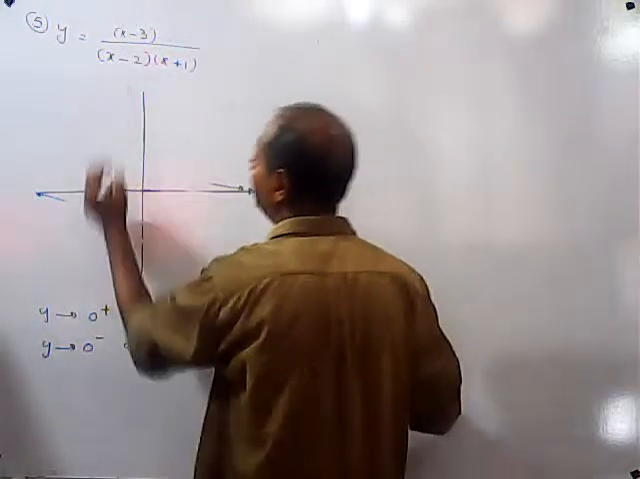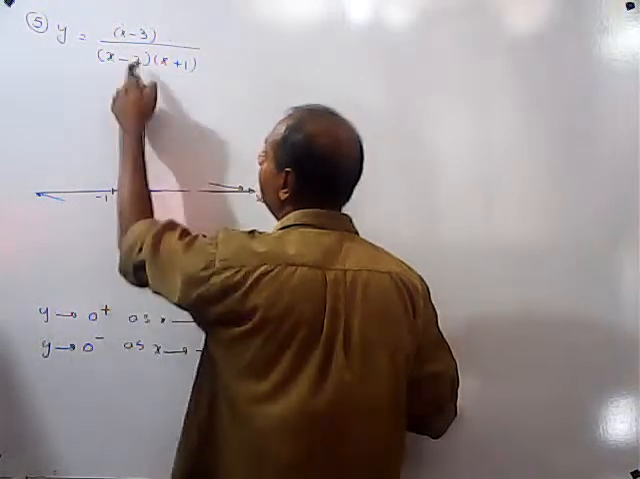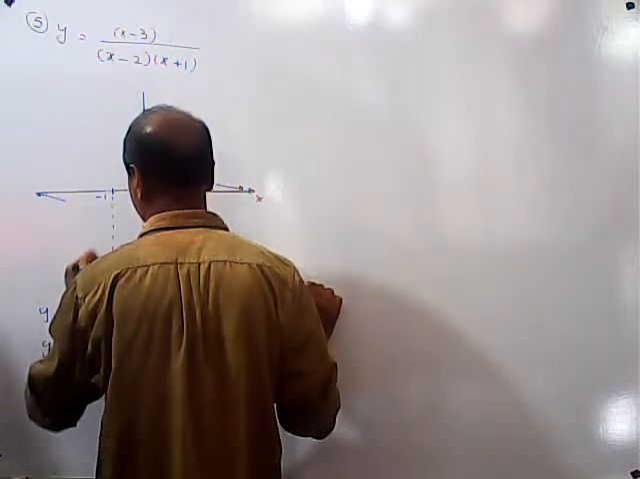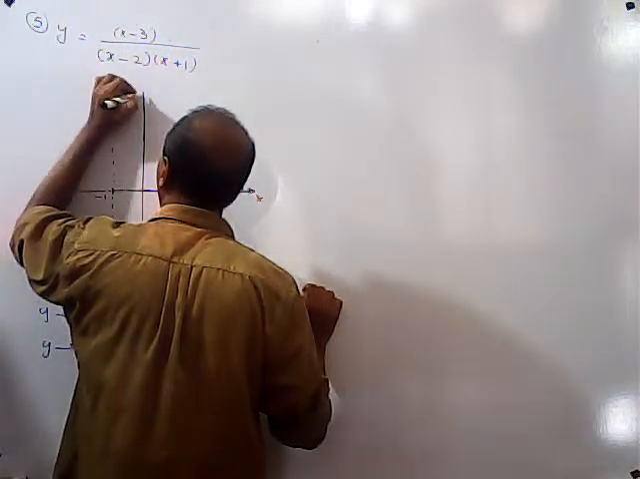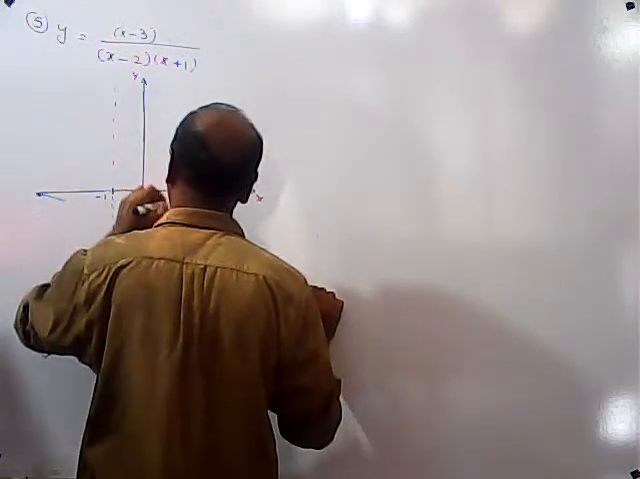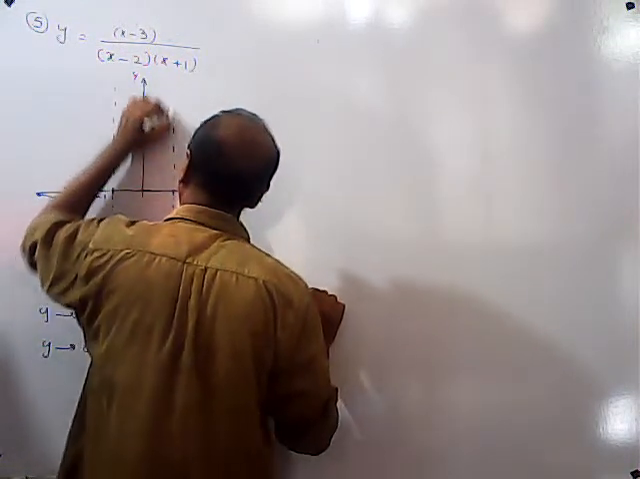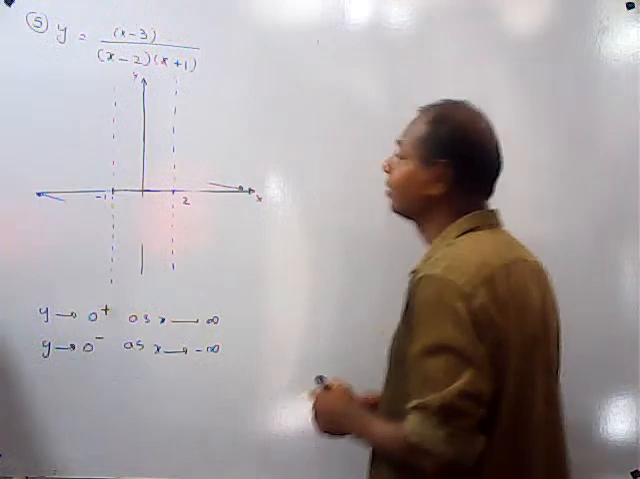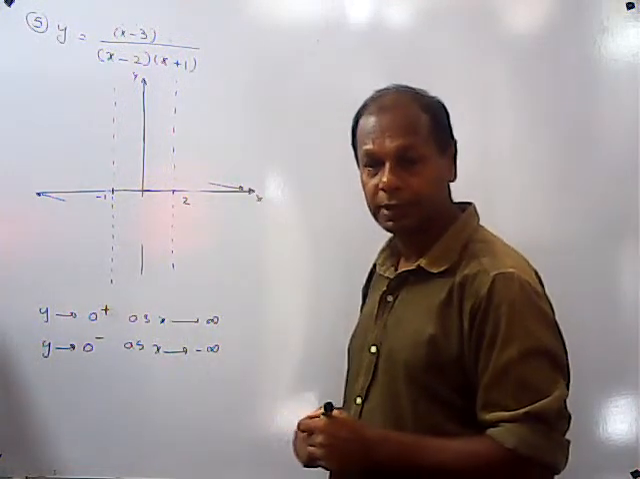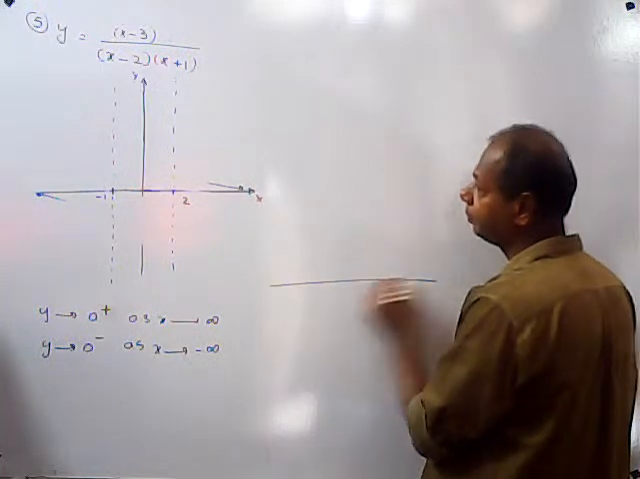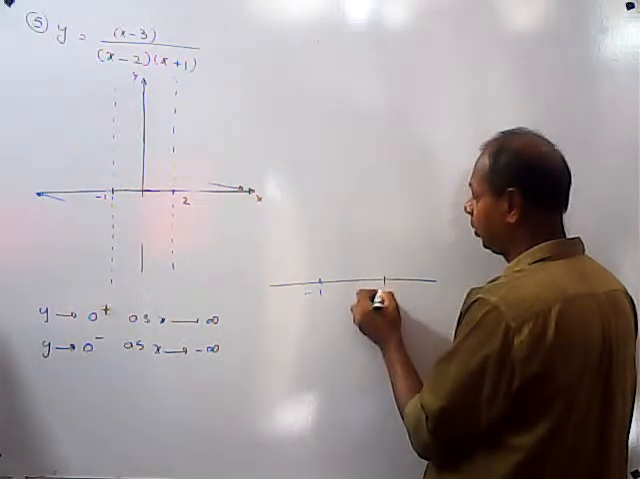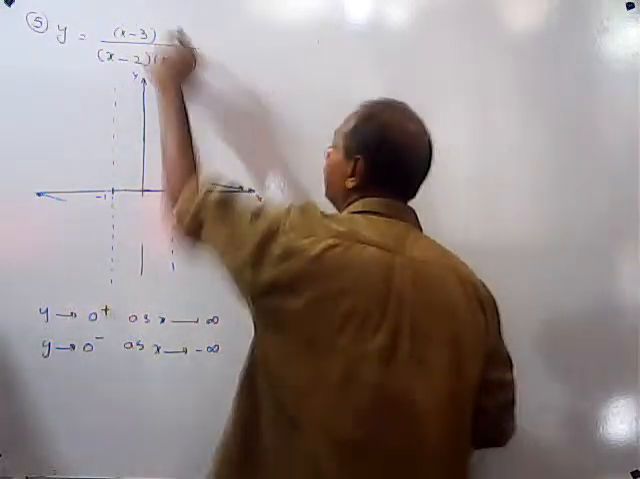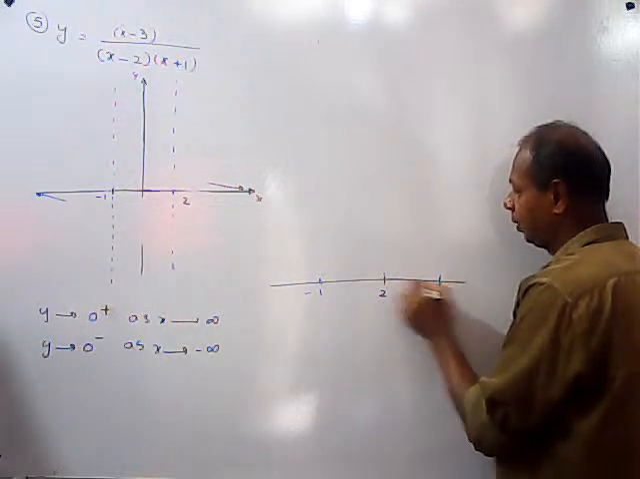So two vertical asymptotes, one at -1, the other at +2. To describe them, we want to find the sign of y. Between -1 and +2, there are three factors. There's another critical point at 3 on the real number line.